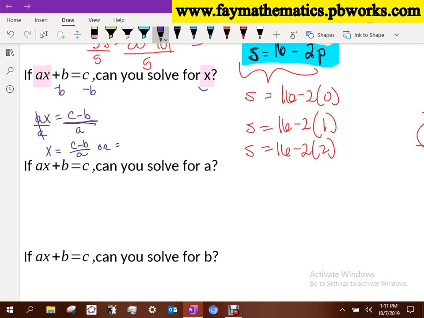Or some people like to do this. When I write it this way, it means I'm dividing the c by a and I'm dividing the b by a. Either one of those is fine.